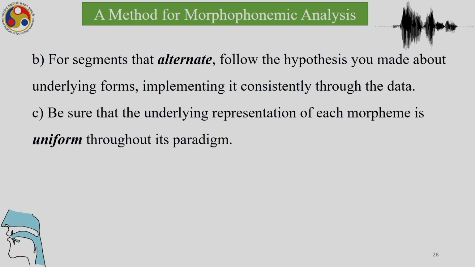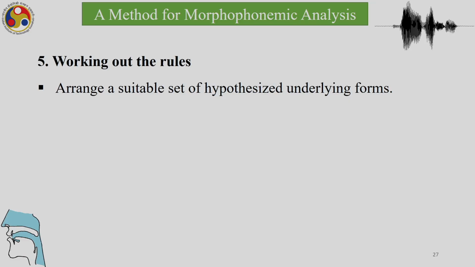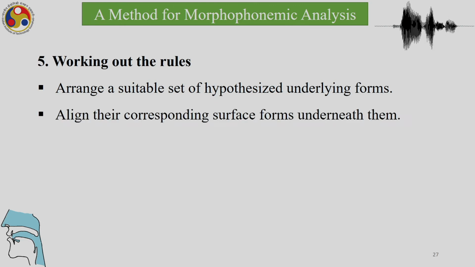But here what we are talking about is that there should be uniform underlying forms. So, you cannot change the underlying form, or else you will be predicting different surface forms. And then we have to work out the rules. So, we have to arrange a suitable set of hypothesized underlying forms and align their corresponding surface forms underneath them.